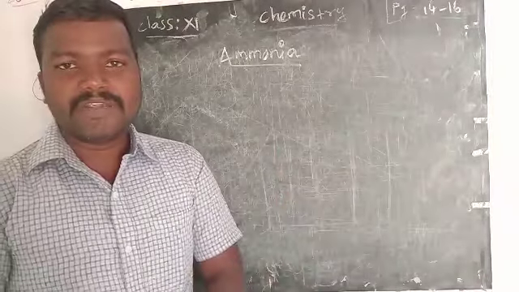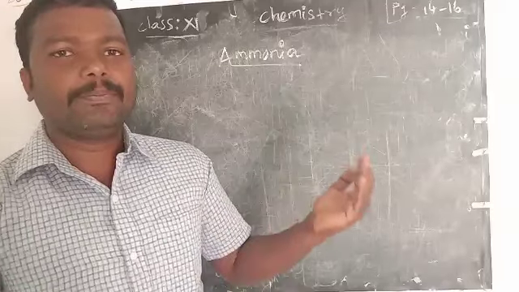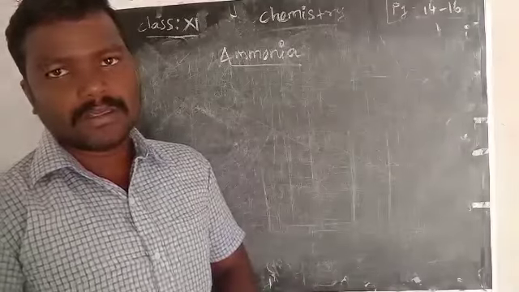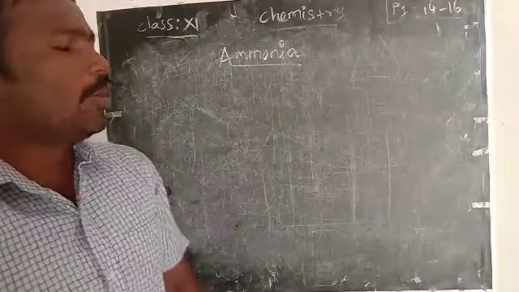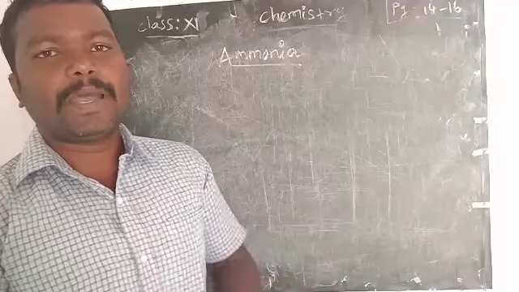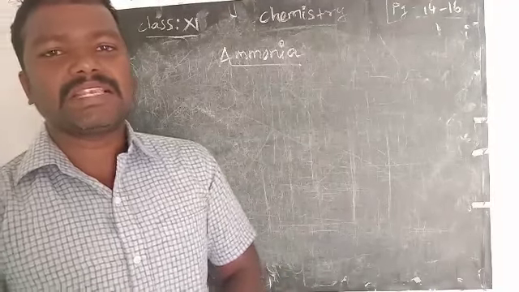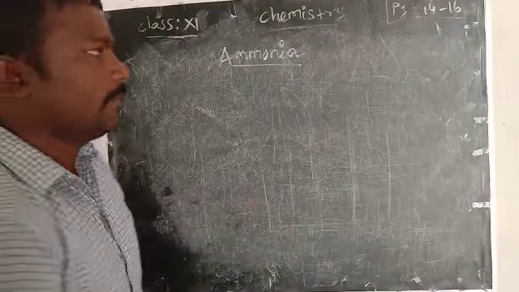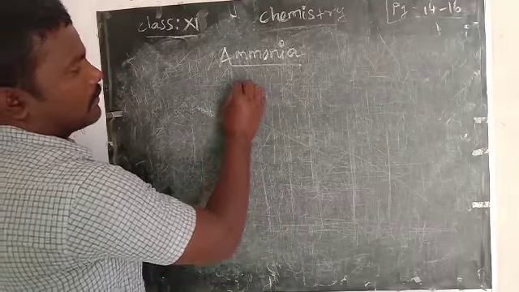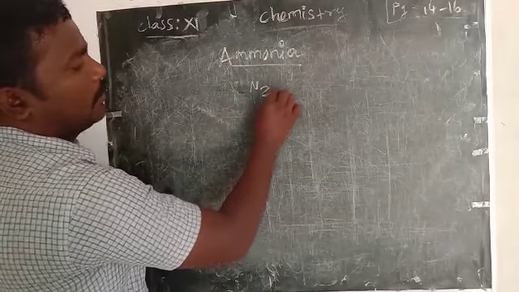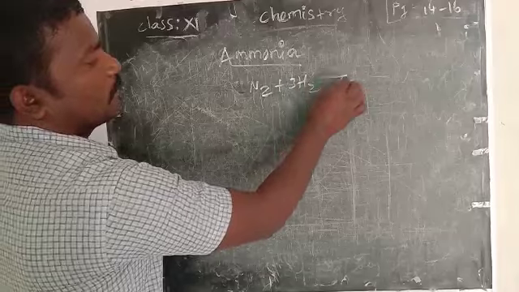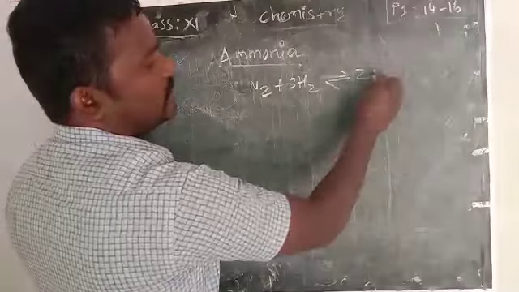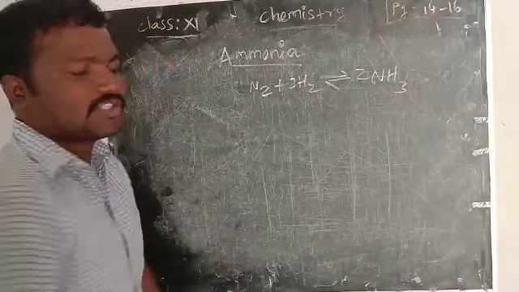So in the previous video we have derived the Kp and Kc values for different chemical reactions. Today also, for ammonia preparation, we are going to derive the Kp and Kc values. What is the equation for this preparation? N2 + 3H2 in an equilibrium reaction will give 2 moles of ammonia, NH3.